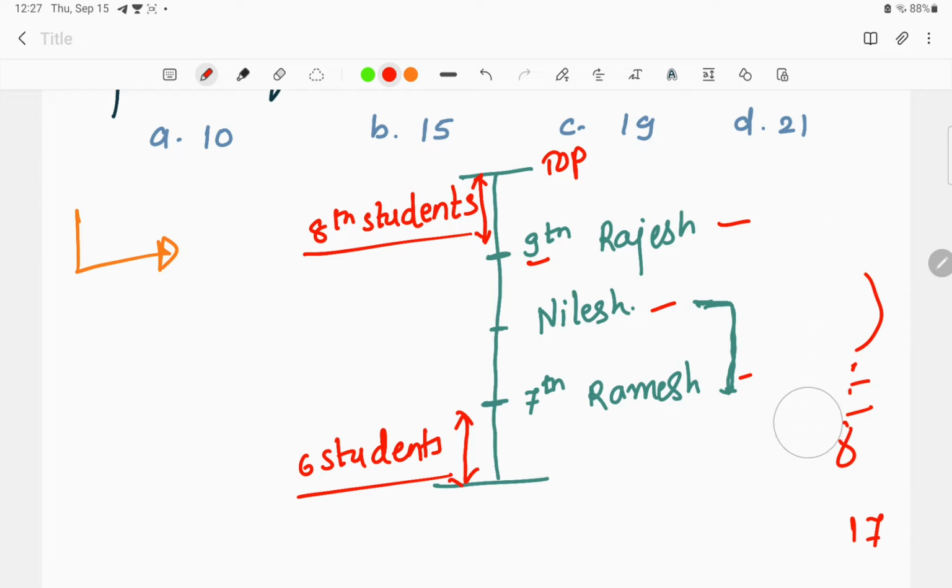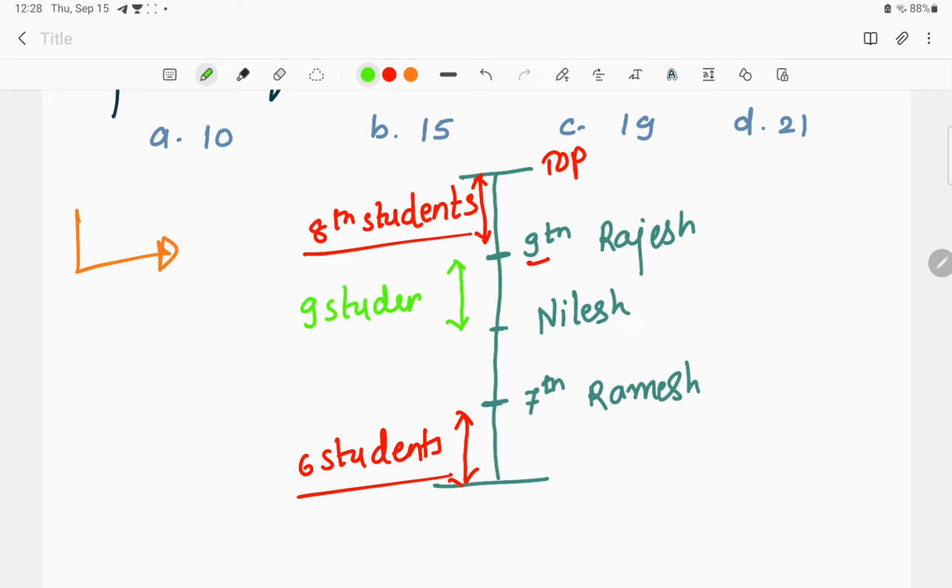Let me rub this out. Okay, now we know that Rajesh is at 9th, Ramesh at 7th position. Above Rajesh 8 students and below Ramesh 6, and Nilesh is placed in between both of them. So basically, how many students will be between Rajesh and Nilesh? In between Rajesh and Nilesh, there will be 9 students, and here again there will be 9 students.